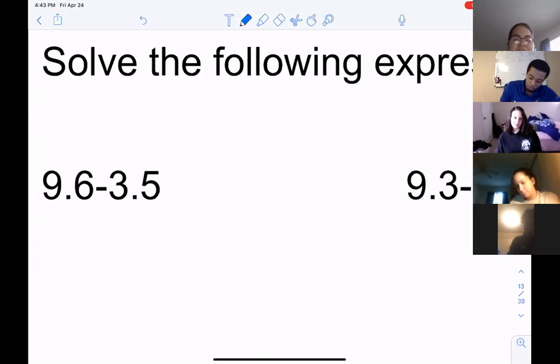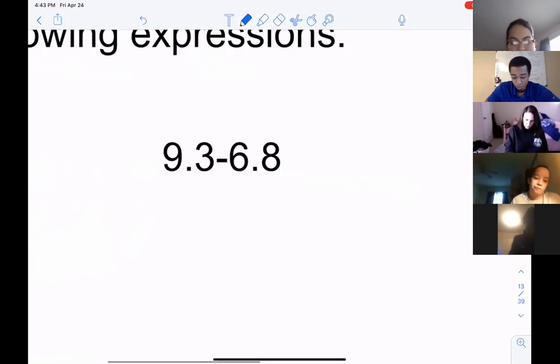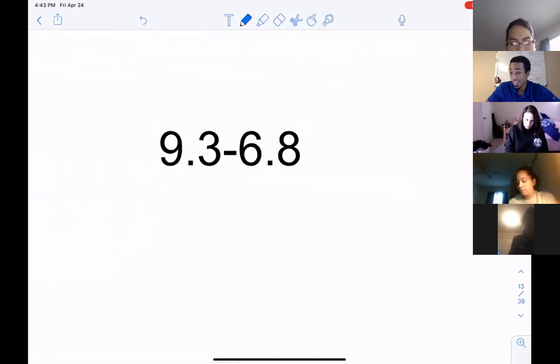Is this 6.1? It is, because the 9 minus the 3 is the 6. Your decimal place, 6 minus 5 is 1. Done. Again, that one wasn't particularly tough. But let's talk about this one. 9.3 minus 6.8. What should we do first?